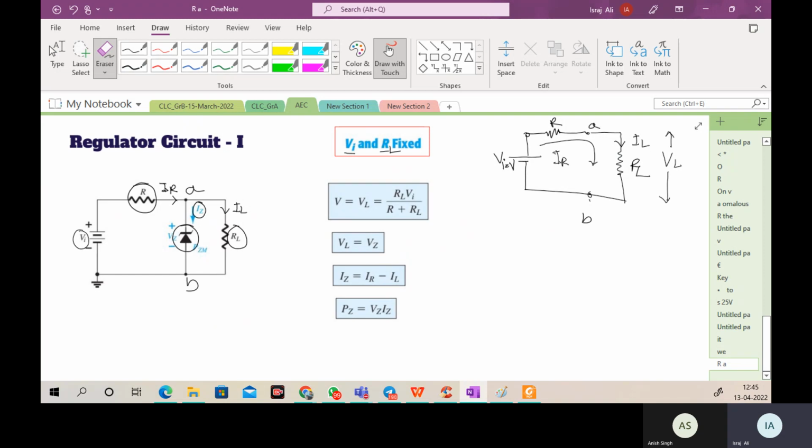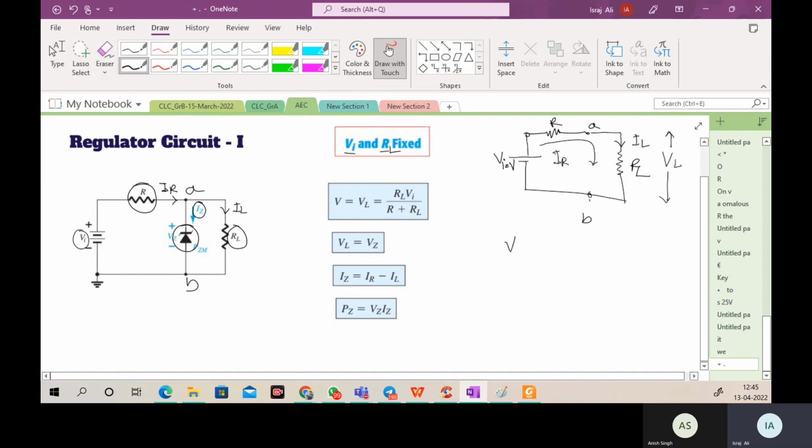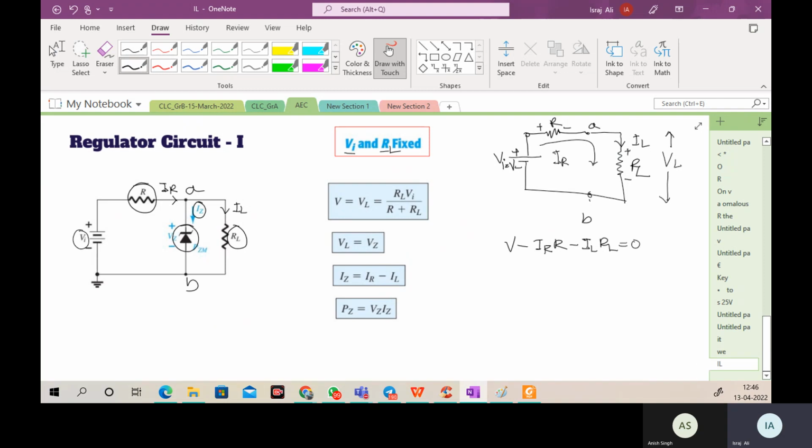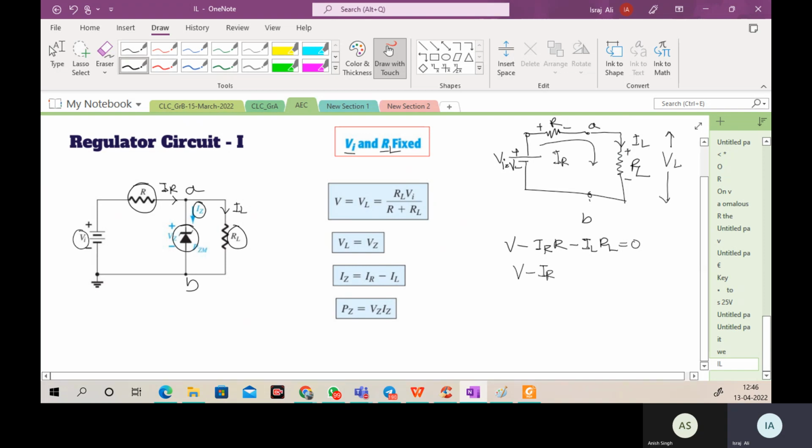So what will be the analysis? Now look here. V is there, this is plus and minus. Current is flowing in this direction. So what will we get? V minus IR into R and minus IL into RL is equal to 0. Yes or no? Now for this circuit, all the components are connected in series. So what we are considering, we can consider this one.